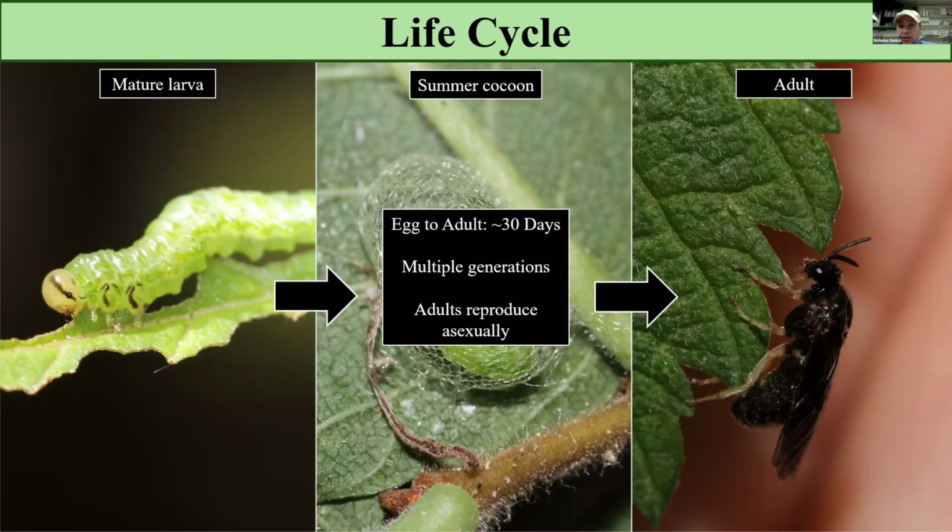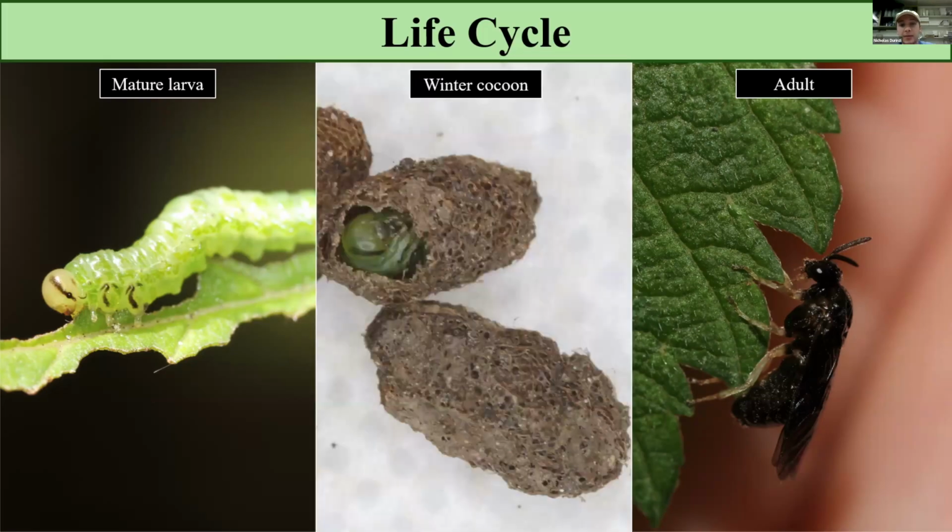So this is occurring pretty much continuously throughout the summer. They're just feeding, then pupating, and then emerging as an adult. They reproduce asexually. All Elm Zig-Zag Sawflies are female, so there's no downtime for mating or anything like that. They can begin laying eggs as soon as they emerge from their cocoons, and so this is just a constant process throughout the season.